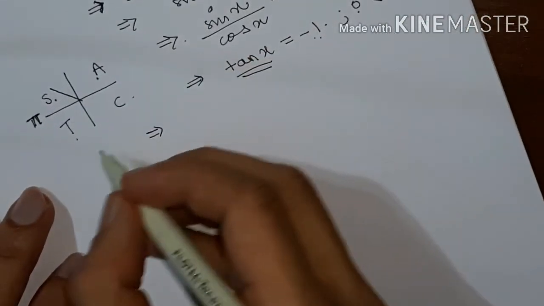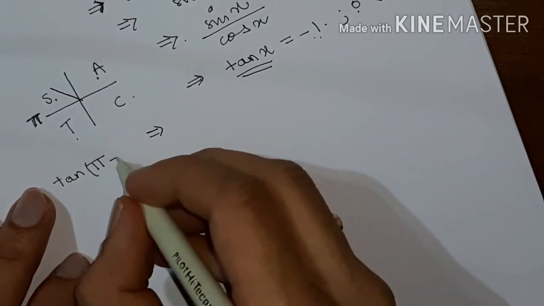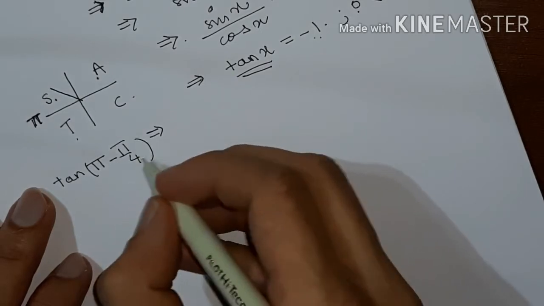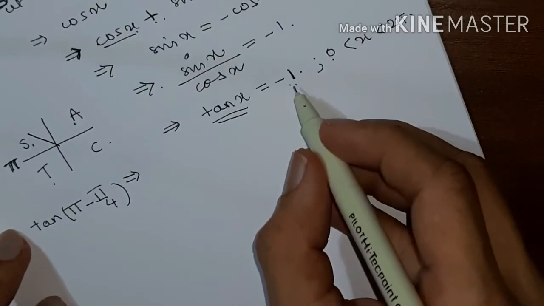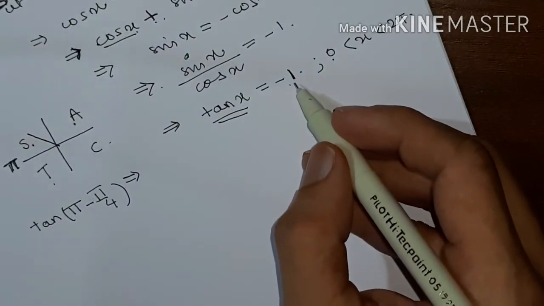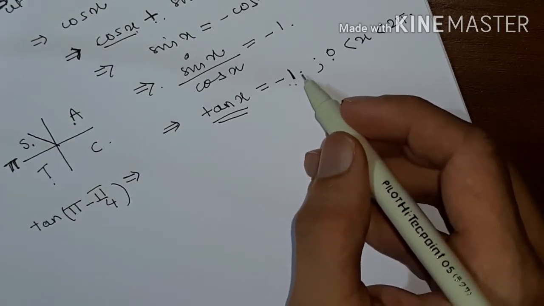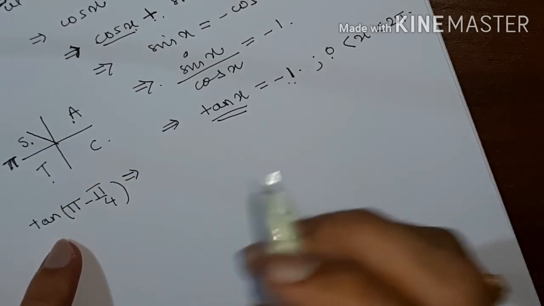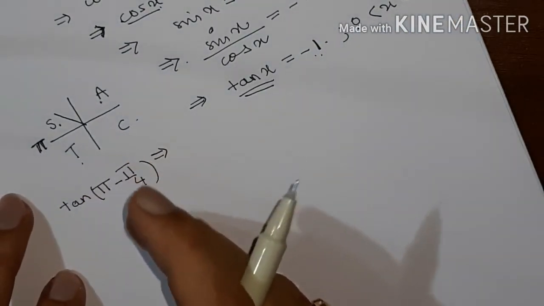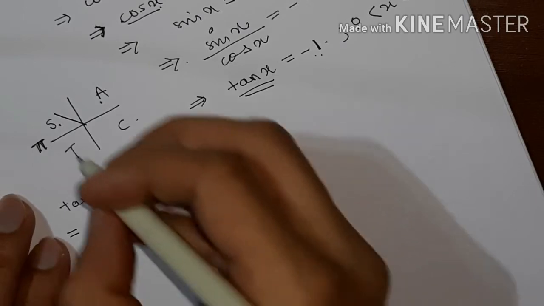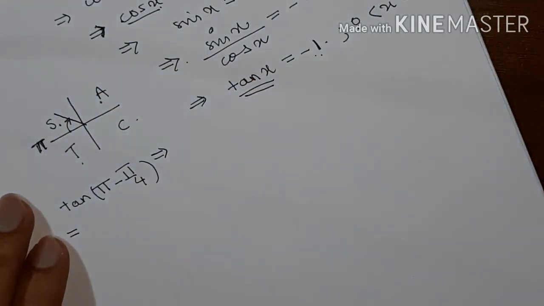Now if you look at this, tan of pi minus pi by 4. Why am I taking pi by 4 here? Because the magnitude, that is the number without the sign, is 1. So tan of pi by 4 is 1, you know, right? So you have to take pi by 4 here. So how are you going? Pi minus pi by 4.